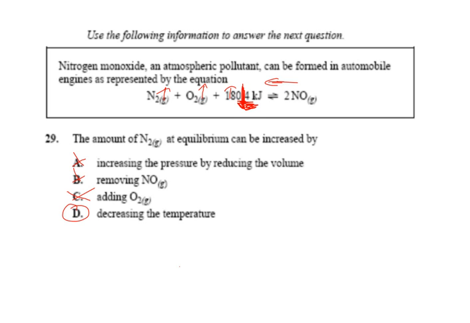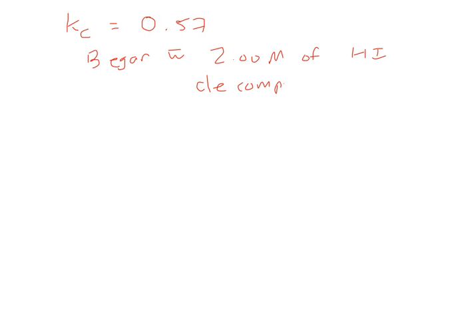One of the other things I need you guys to be able to do also is do one of those ICE tables. Let me give an example. Let's say I told you that the Kc value for an equation was 0.57, and that you began with 2.00 moles per liter of hydrogen iodide, and it's going to decompose. I might ask you, how much iodine gas will you make?